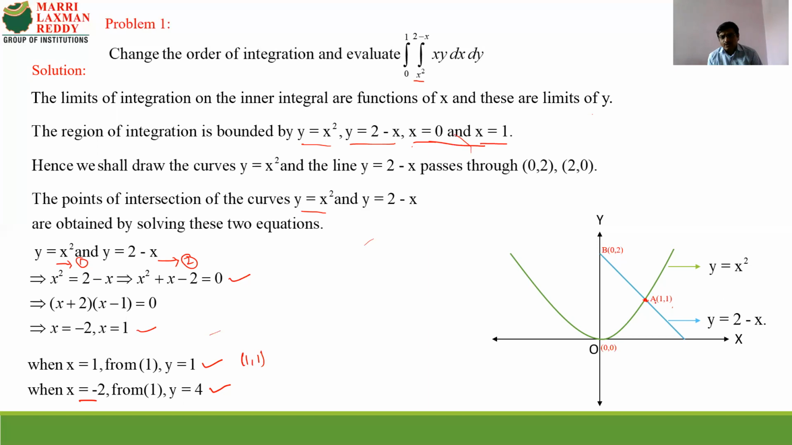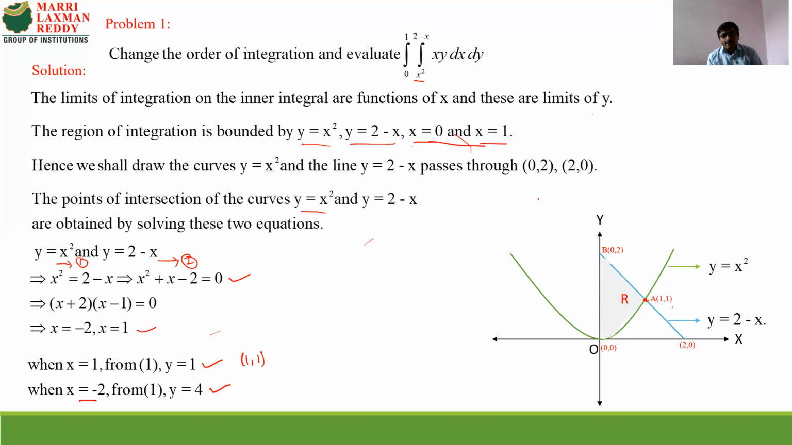So this is the point A of (1, 1). This is the intersecting point of these two curves. Now we have to identify the region of integration bounded by these four limits. So this is the region of integration, which is bounded by these four limits, represented with capital R.